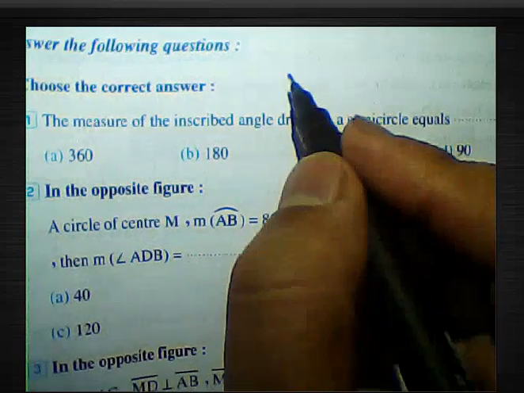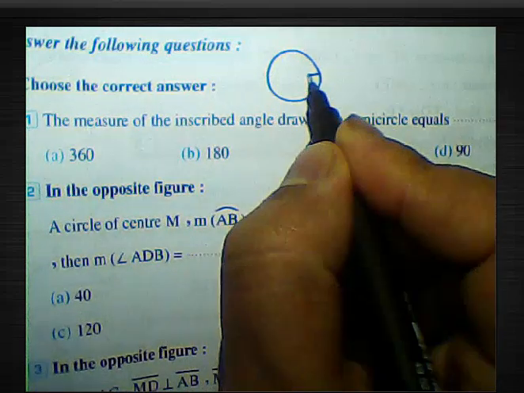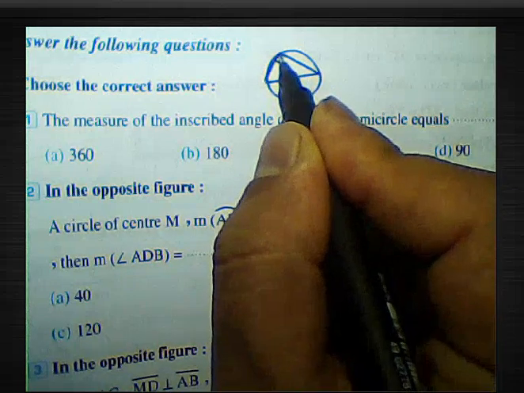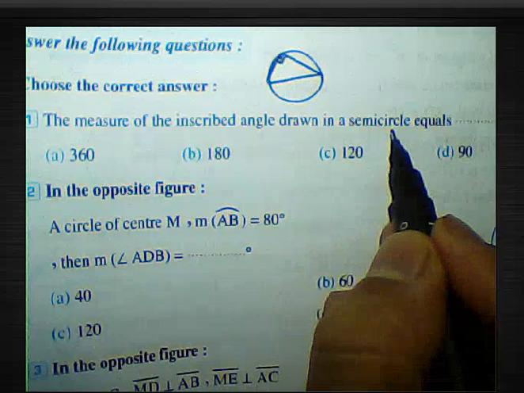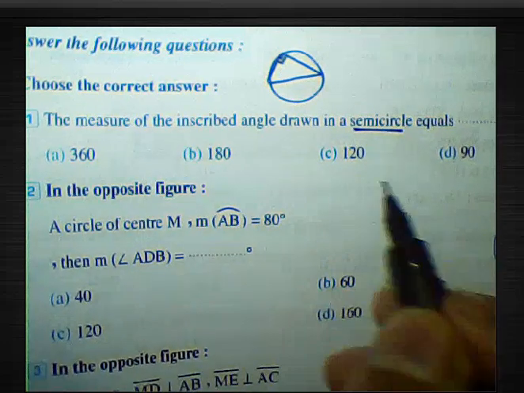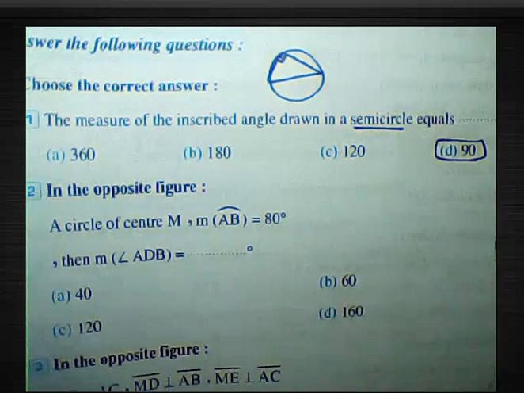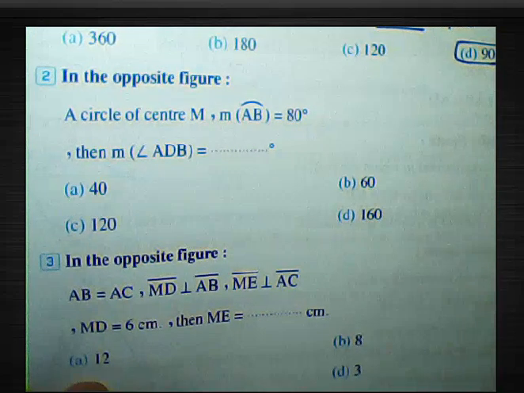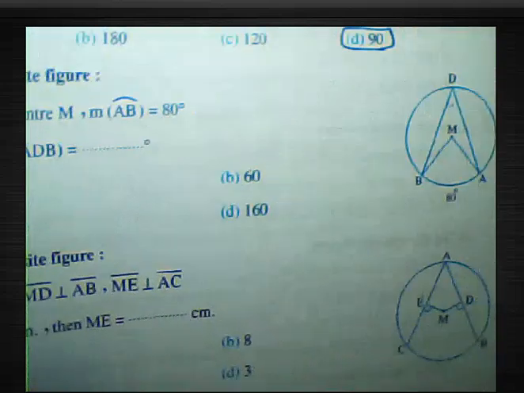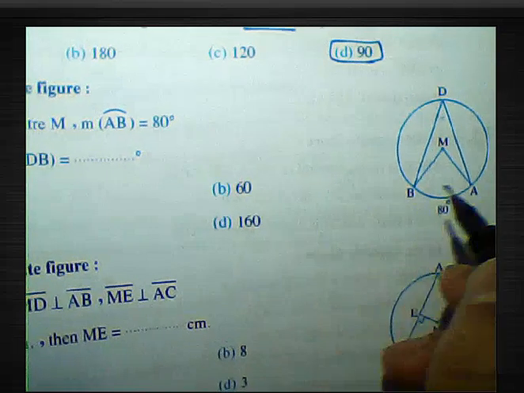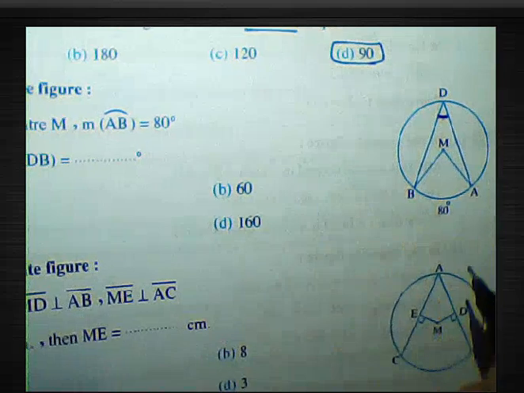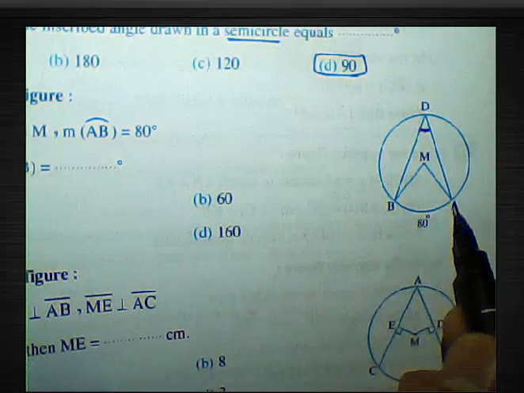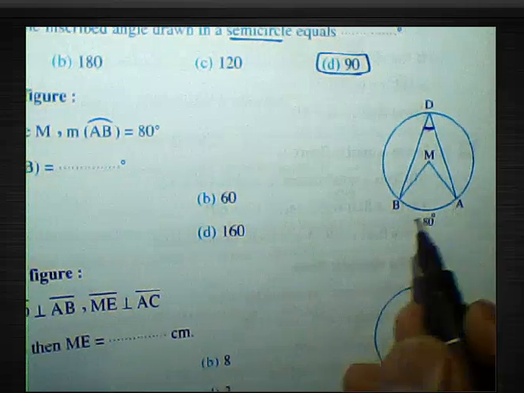Okay, we have the circle here, and we call it an inscribed angle drawn in a semicircle, it is 90 degrees. In the opposite figure, the measure of angle ADB equals blank degrees. Look here, ADB. It is an inscribed angle, half of the measure of the opposite arc. Here the arc is 80, so it will be 40 degrees.